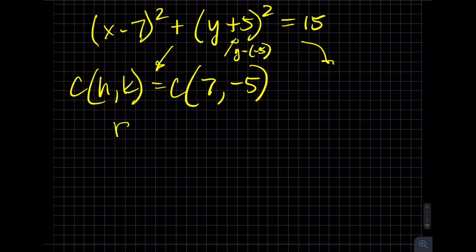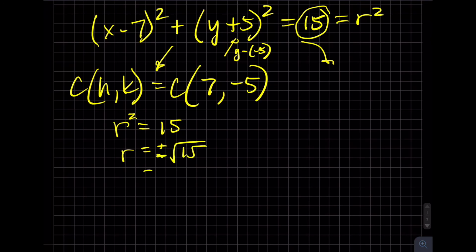And then the radius is equal to this number, except it's not quite. It's because this is actually equal to r squared. So that means r squared is equal to 15, which means r is equal to plus or minus the square root of 15. So whenever you take the square root of both sides of an equation, you should be considering the positive and negative. But in this case, since we're talking about the radius, which is a distance from the center to all the points that make up the circle, we disregard the negative, so we get r is equal to the square root of 15.